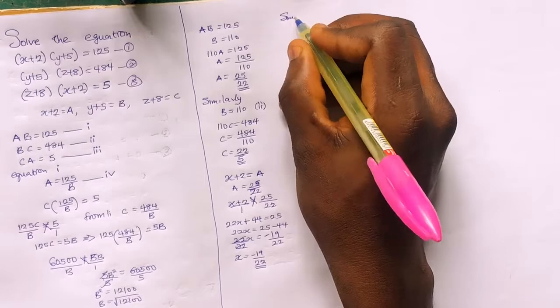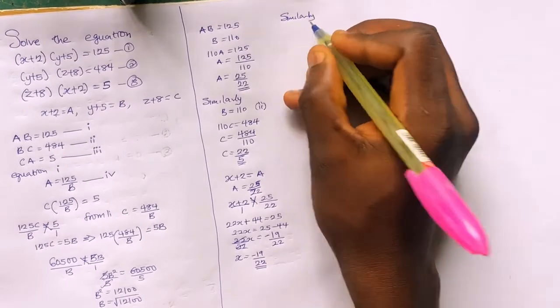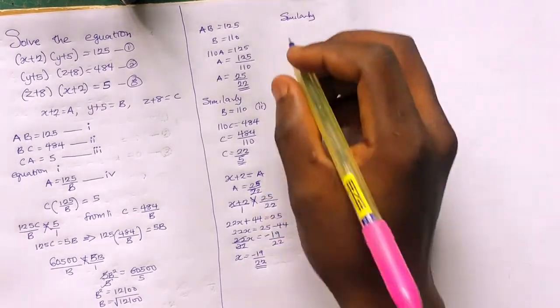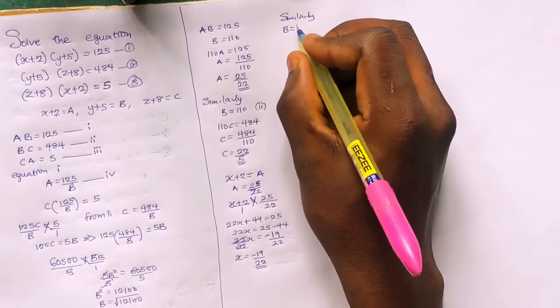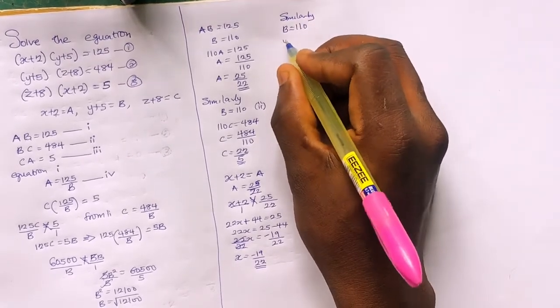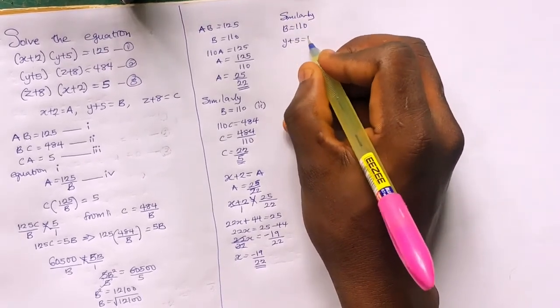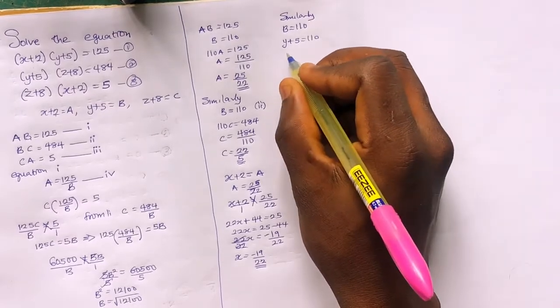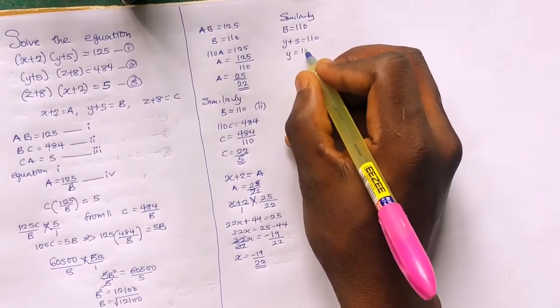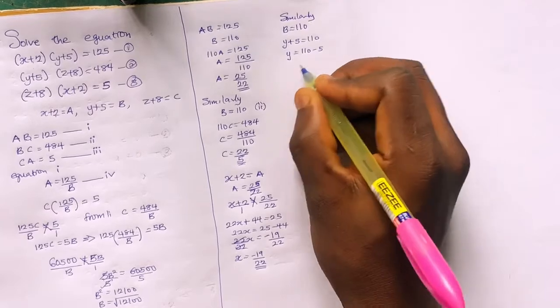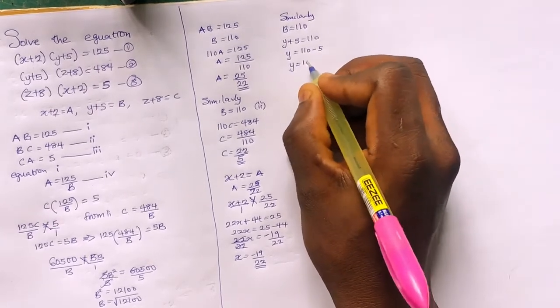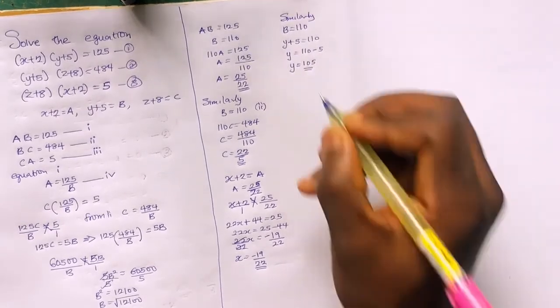my y plus 5, similarly, is actually b. So now my b equals 110. And I know that y plus 5 equals 110, right? So I'm having y equals 110 minus 5. So my y is actually 105. Can you see this?